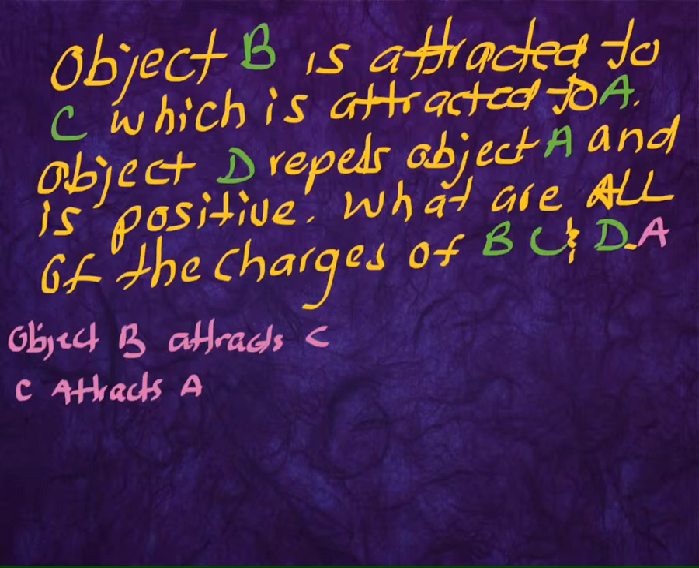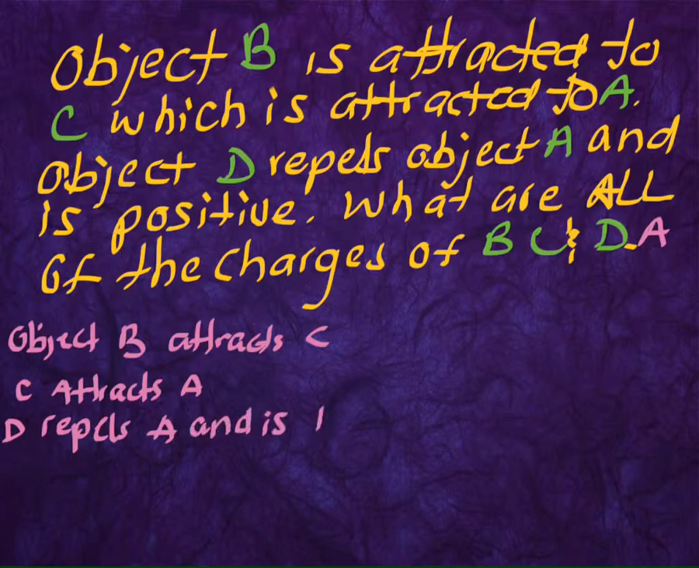And then it says object D repels A and is positive. So I'll just put that. And it says, what are all of the charges? So let me make sure I got it. Object B is attracted to C. C is attracted to A. D repels A and is positive. So what are all of the charges?